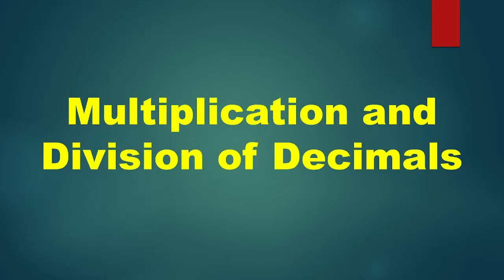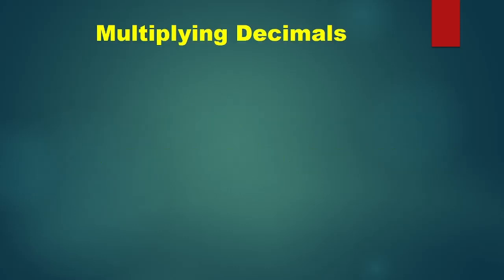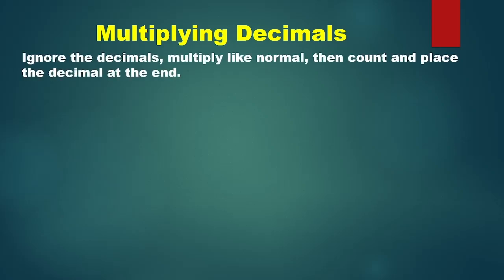Today, we're talking about multiplying and dividing decimals, including what happens when we throw in whole numbers and powers of 10. Let's break it down. First up, multiplying decimals. Here's the rule of thumb. Ignore the decimals, multiply like normal, then count and place the decimal at the end.